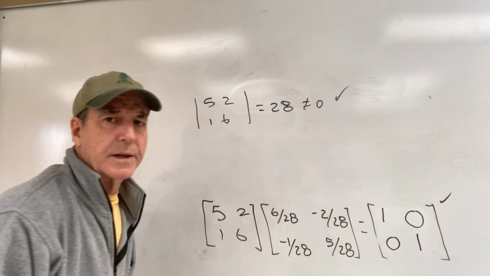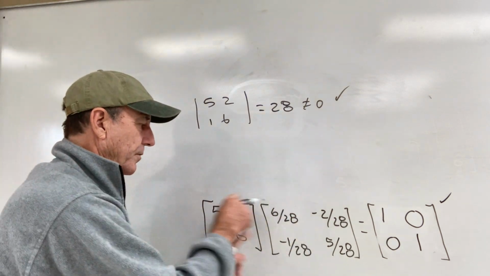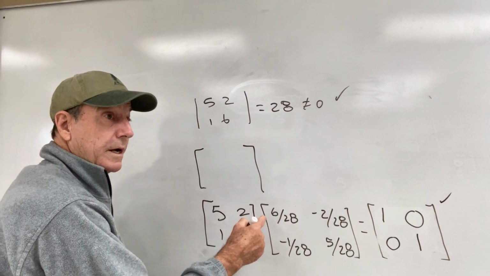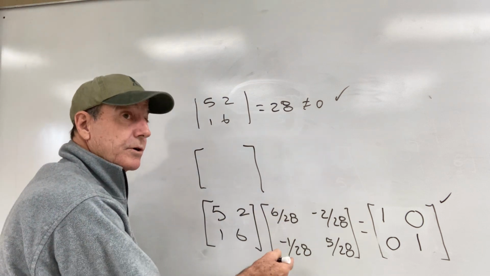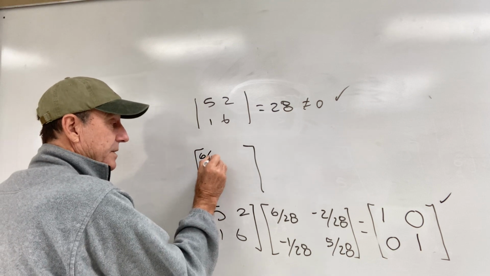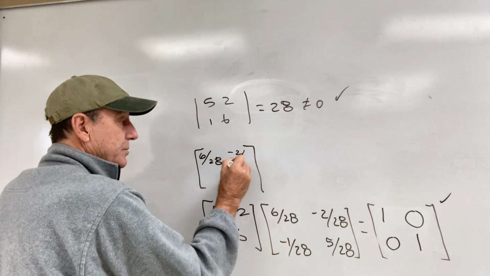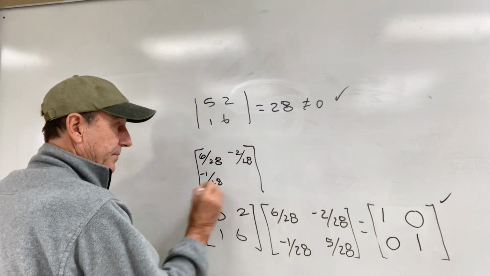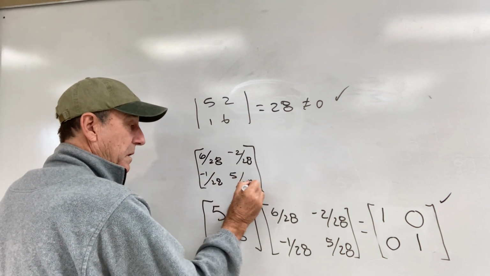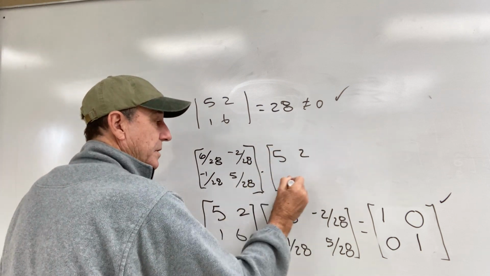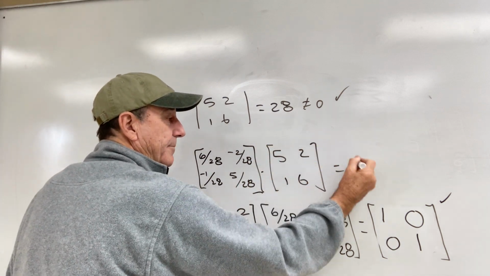And it works. You might also want to try reversing these, because it will also work if we remember for a matrix and its inverse, it is actually commutative, unlike most cases. So if we had the 6 28ths and the minus 2 28ths and the minus 1 28th and the 5 28ths here, and we were to multiply that by the 5 2 1 6, again, we should get I.